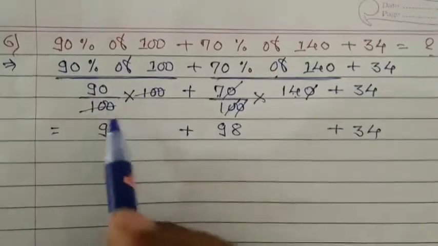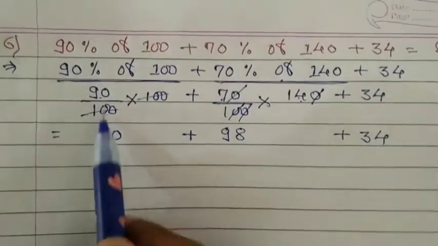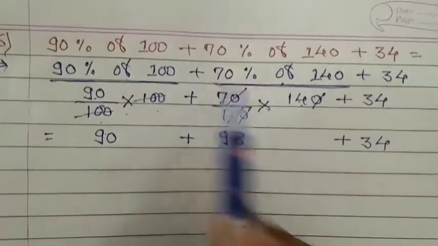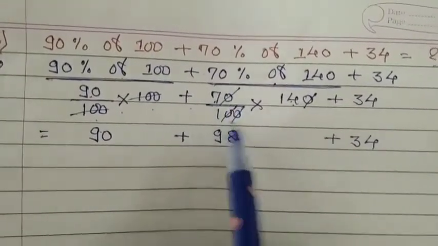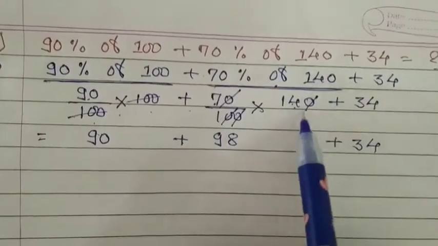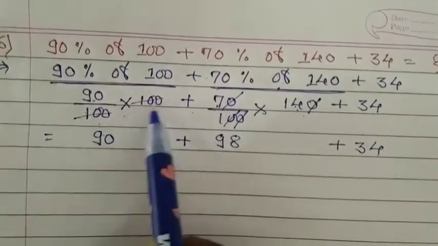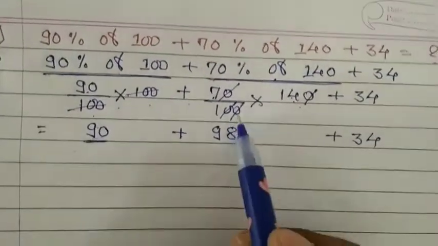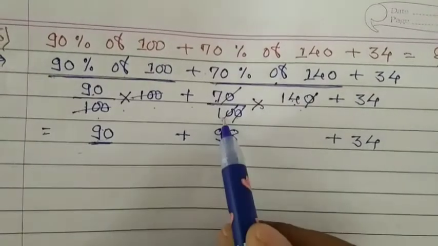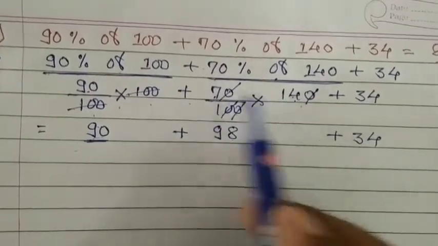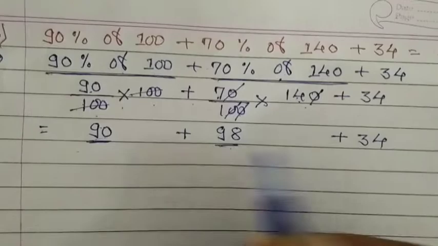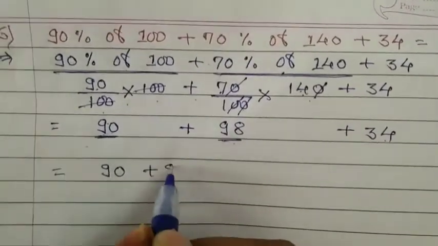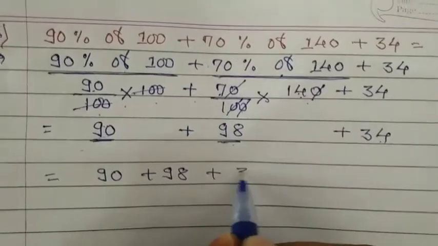Do you understand? 90% means 90 by 100, "of" means multiplied by 100 as it is, plus as it is 70%, 70 divided by 100, "of" means multiplied by 140 as it is. This 100, this 100 cancel out, remaining 90. This 0 cancels out, this 0 cancels out. 7 14s are how much? 98 plus 34. This is 90, this is 98, this is 34.